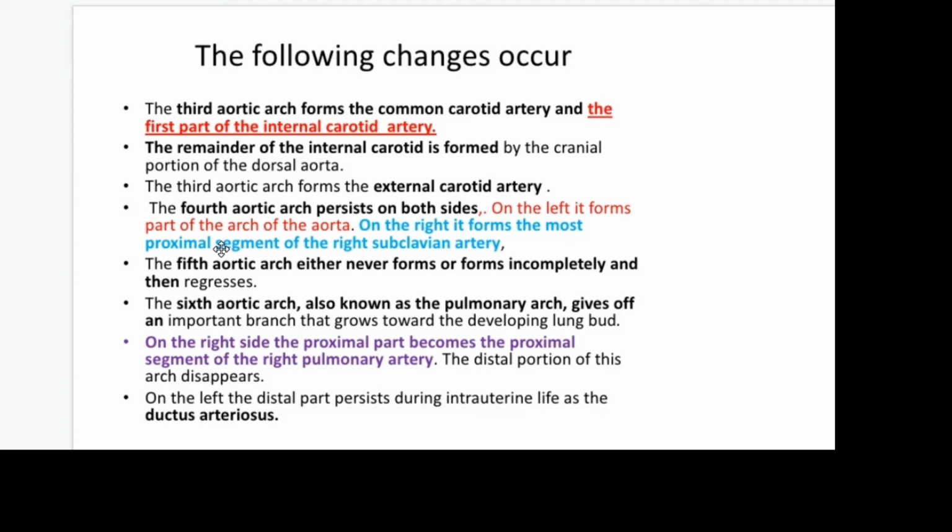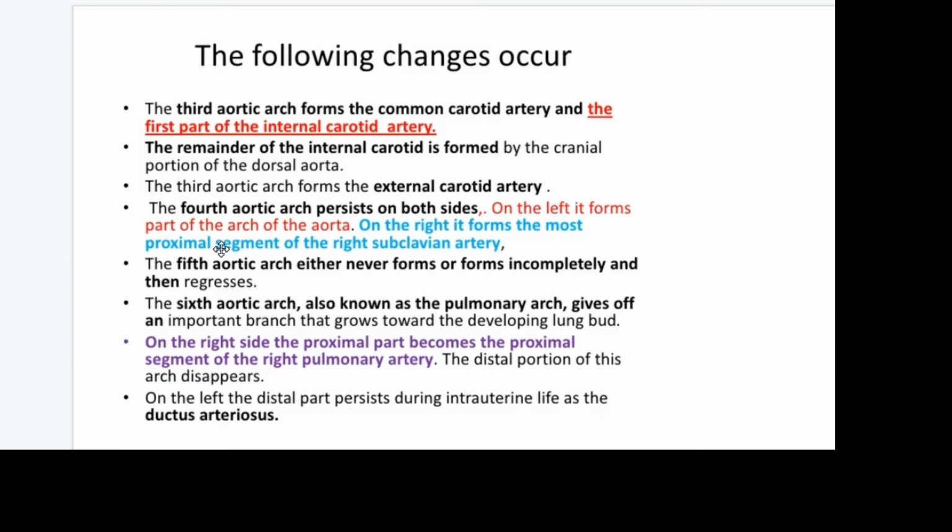On the right, it forms most of the proximal segment of the right subclavian artery. The fifth aortic arch never forms or forms incompletely and then regresses. The sixth aortic arch, known as the pulmonary arch, gives off an important branch that grows towards a developing lung bud. On the right side, the proximal part becomes the proximal segment of the right pulmonary artery, and the distal portion of the arch disappears. On the left, it persists during intrauterine life as the ductus arteriosus, but later on it forms the ligamentum arteriosum.